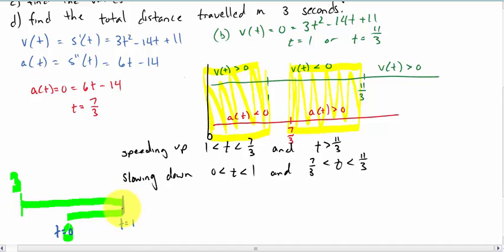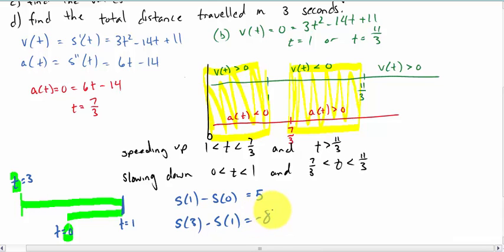Well, that's easy enough to find out. We can find s of 1 and subtract s of 0. And what we get is 5. Plugging 1 and 0 into our position function. Then how far does it travel between t equals 1 and t equals 3 over here? So we're doing s of 3, the position at 3 seconds, minus the position at 1 second. And what we find is that that's -8.